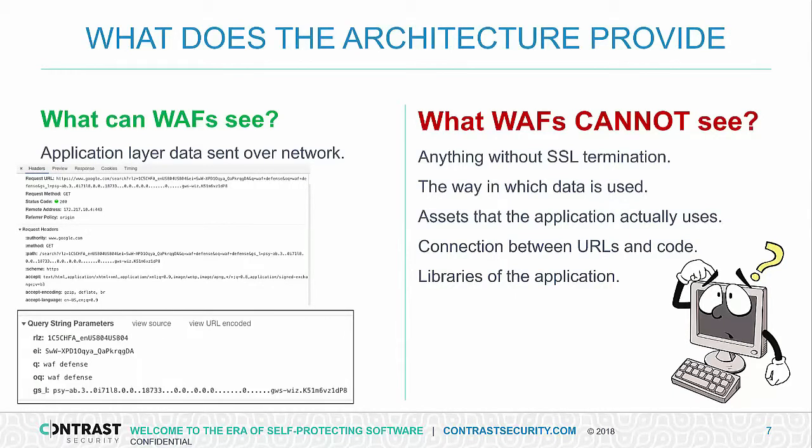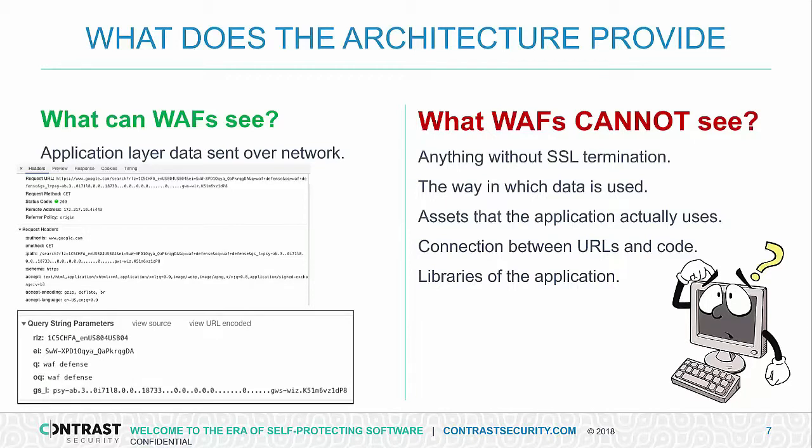But what the web application firewalls cannot see with their level of visibility on the network traffic is anything without SSL termination, because they need to actually terminate SSL in order to be able to read the data. And because they're only looking at the network, they can't see the way in which that data is actually used. They can only see the information as it moves across the network, not how the application actually uses that data. So they don't have visibility to the things over on the right that occur in the back, which is what assets the application actually uses.